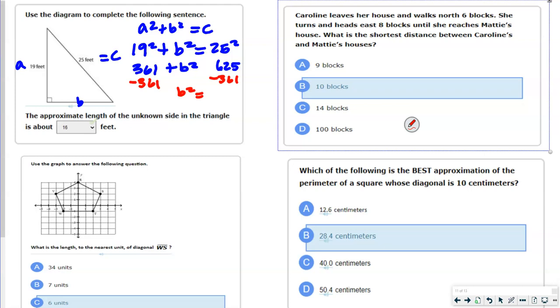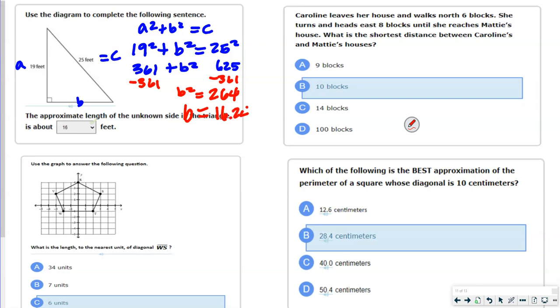25 squared minus 19 squared equals 264. 264, and it says the approximate length, right? So we're going to take the square root of 264, which is about how many feet? The square root of 264 is going to give us 16.24. So if it says approximate, we're just going to put the 16, right?